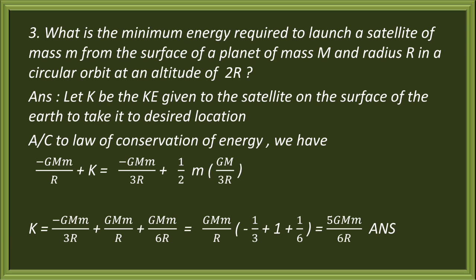What is the minimum energy required to launch a satellite of mass m from the surface of a planet of mass M and radius R in a circular orbit at an altitude of 2R? So let us now suppose that K be the kinetic energy given to the satellite on the surface of the earth to take it to the desired location.